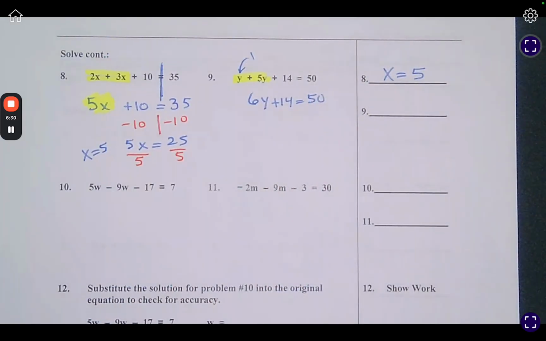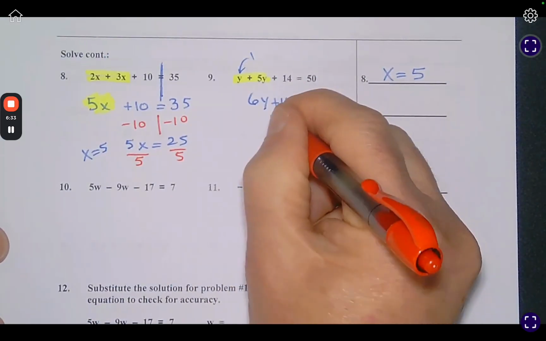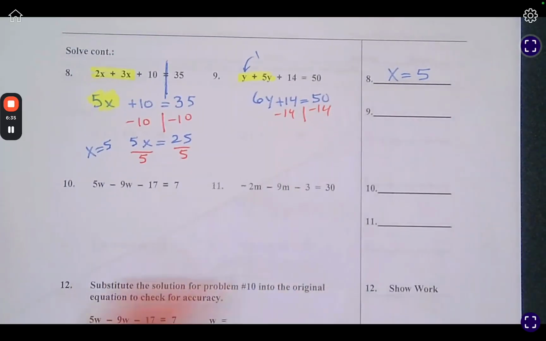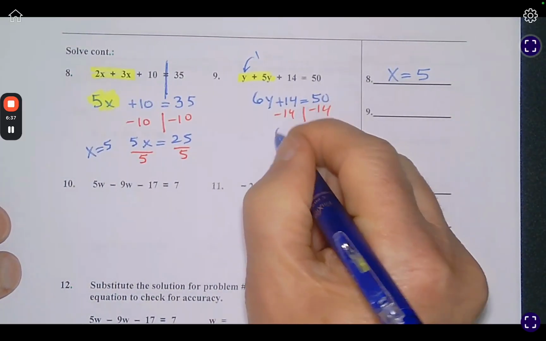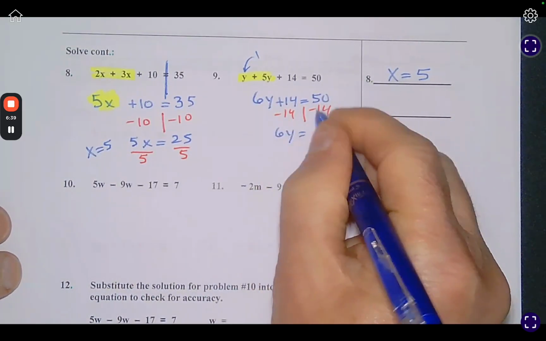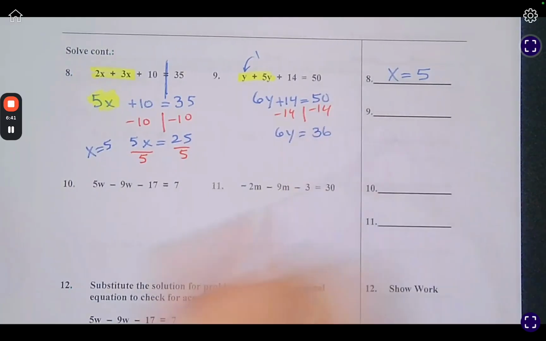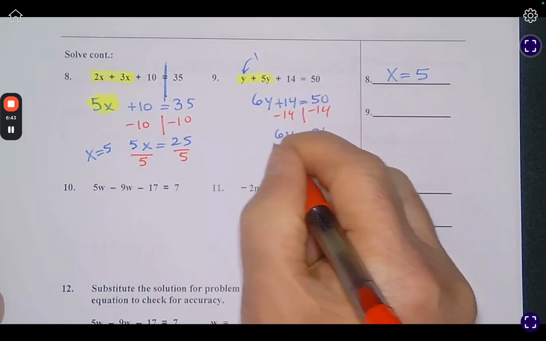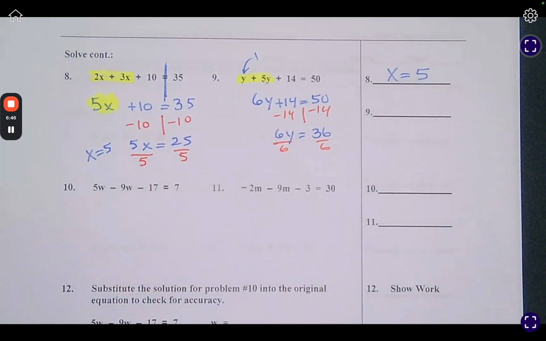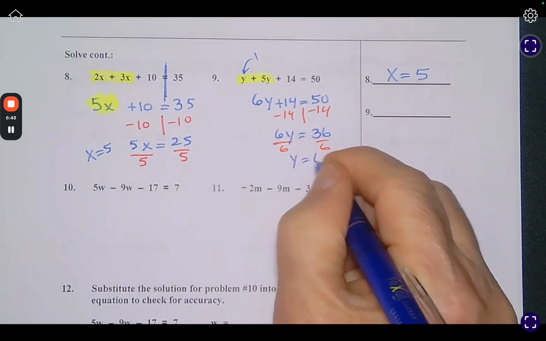Okay, now we're going to do inverse operations. Subtract 14. That gives me 6y is equal to 36. Divide both sides by 6. And y equals 6. Let's go.